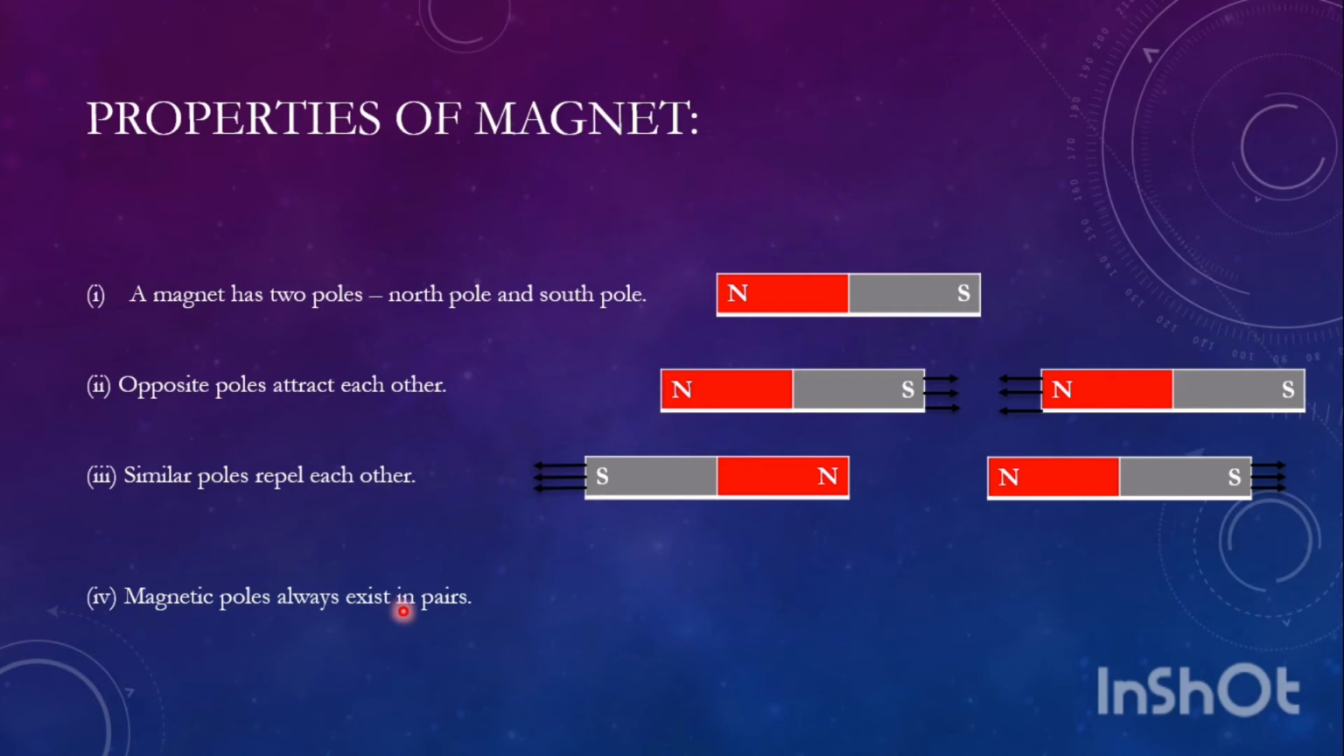Magnetic poles always exist in pairs. If you have a magnet, it always has two poles. You can't say that it has only a single pole. Even if you break a magnet, it gets divided into another pair of poles, north and south.